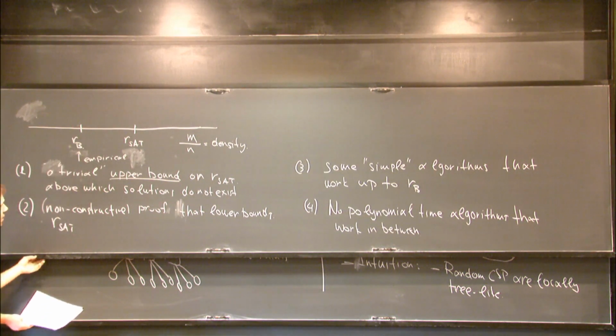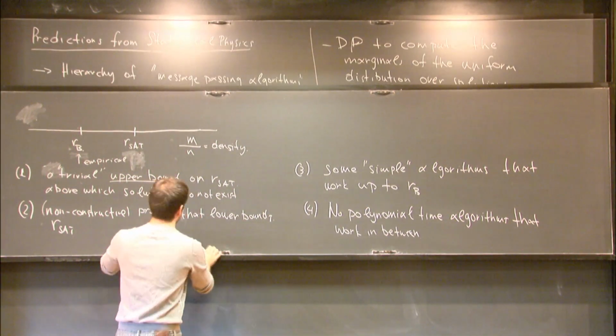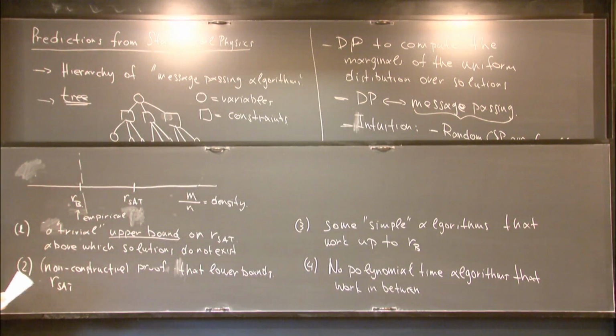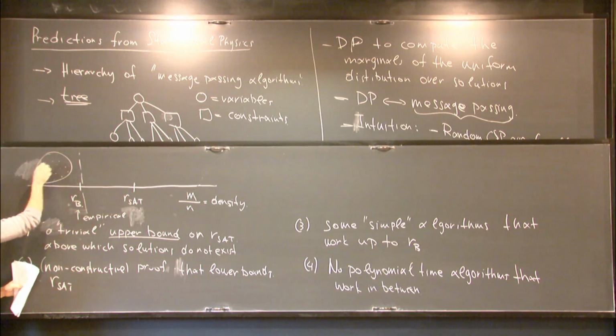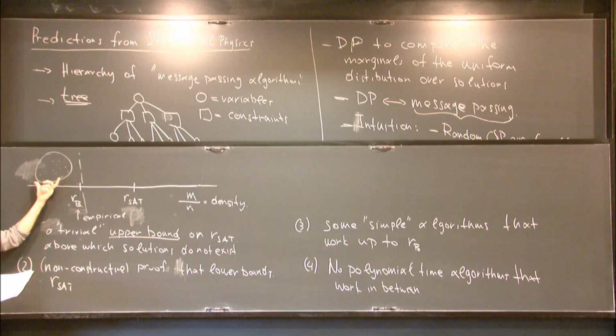They make more sophisticated predictions. For example, they can predict that the solution space geometry of the CSP looks like a ball here. What do I mean by this? Imagine that every dot I'm drawing here is a solution of the CSP. The prediction is that this solution space is very well connected, in the sense that you can jump from one solution to another by changing the value of one variable. So this is the prediction.